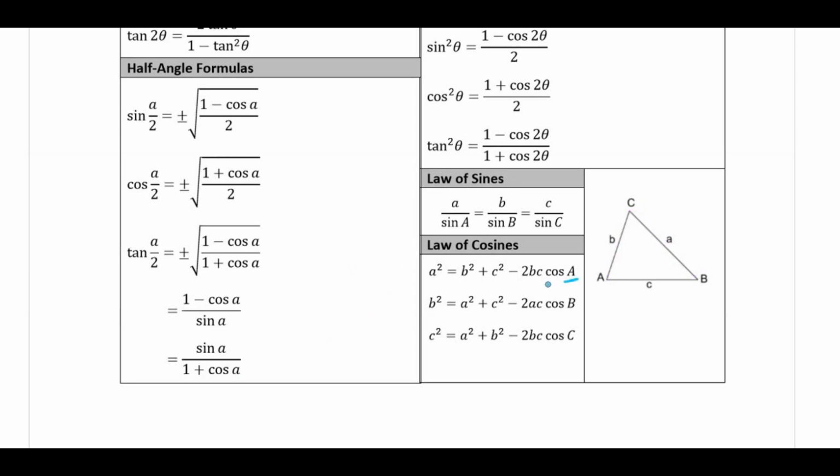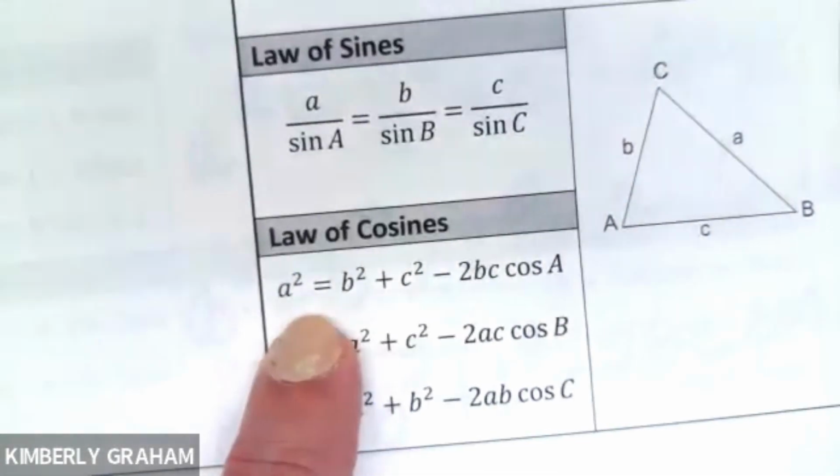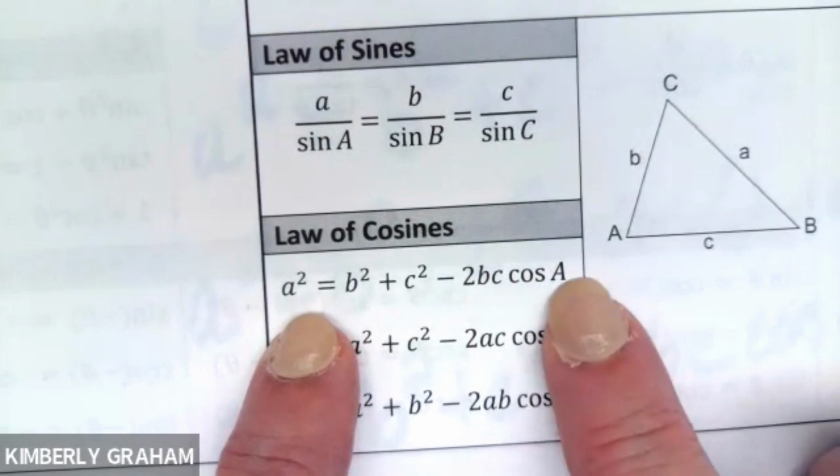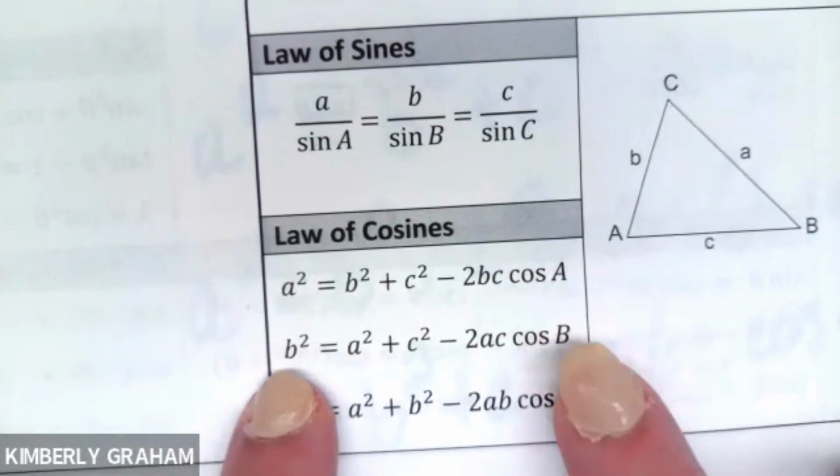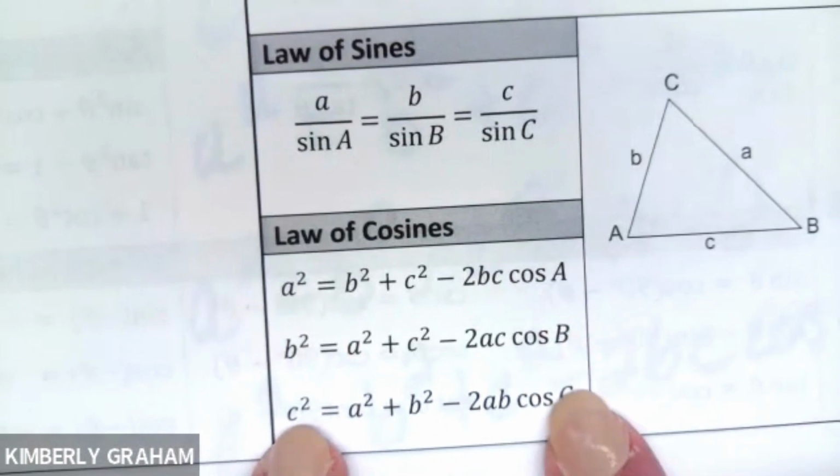What I want you to notice about the formula is that the angle that's listed on the end of this formula is going to be formed by these two sides. Angle A is formed by sides B and C. Angle B here is formed by sides A and C. And notice that this angle on the end is opposite this side that's at the beginning of your formula. The left is going to be opposite this angle that you end up with, right? Side A, cosine A, side B, cosine B, side C, cosine C.